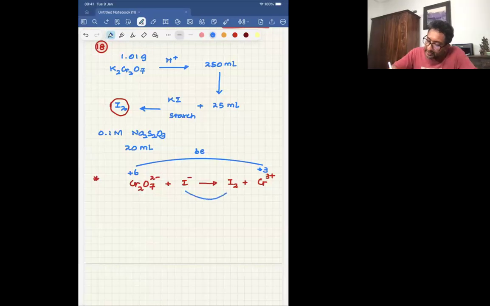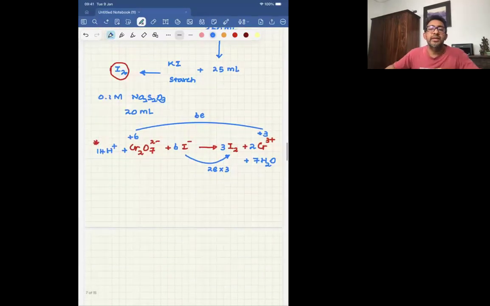I minus to iodine, 1 electron. Since there are 2 atoms, you have 2 electrons. Multiply this by 3, this by 6. In order to balance oxygen, add 7 water molecules, so 7 times 2, 14 H plus. If you do it right, the charges should be balanced: plus 14 minus 2, 12, minus 6 plus 6, 2 times 3 plus 6. I hope you got the idea. Very good. Now that reaction takes place.